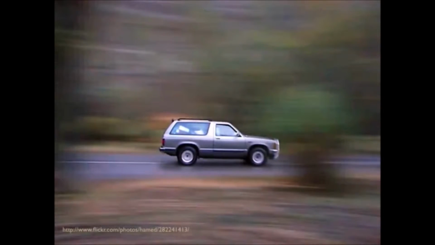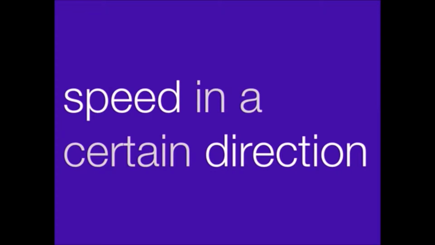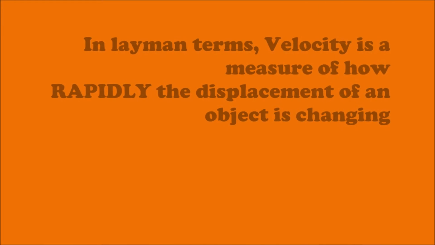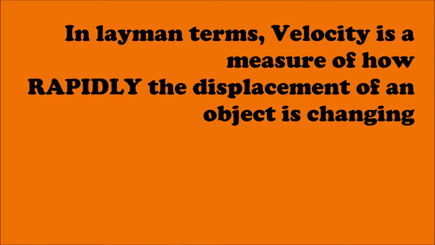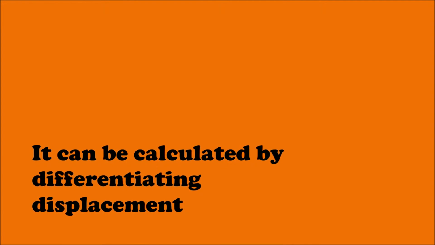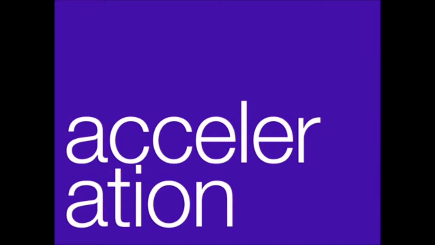Velocity. Velocity in a physics equation is labeled v and has units, meters per second. All velocity is speed in some direction. It's how long it takes you to go from here to there. It's cruising in your car, heading east. Velocity is speed in a certain direction. In layman terms, velocity is a measure of how rapidly the displacement of an object is changing. It can be calculated by differentiating displacement.